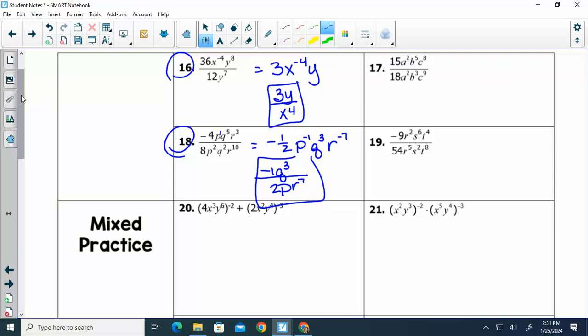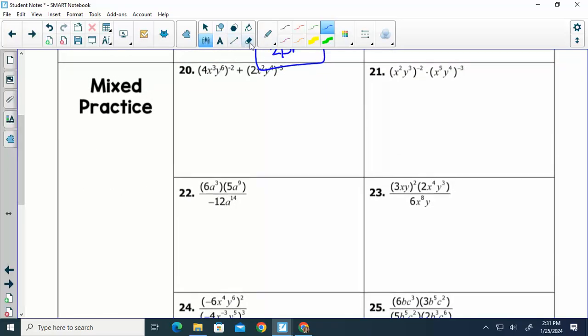Let's probably do just a couple more, and then we are going to wrap it up for today. So if I look at this one, where do we begin on this problem? The exponents. Okay, so we have exponents outside both of these parentheses, and we need to deal with that first. So if I take that through, we have 4 to the -2 power. What is 4 to the -2? 1 over 16.